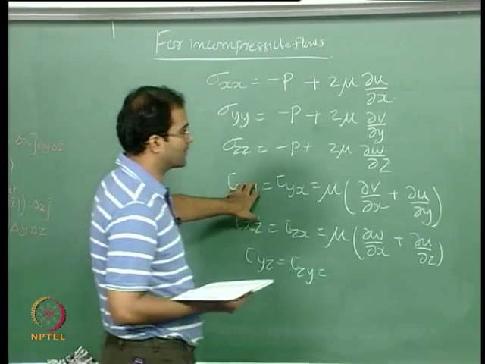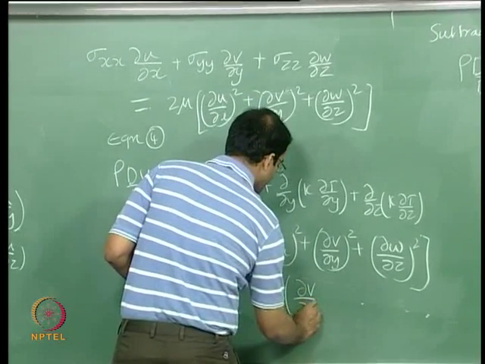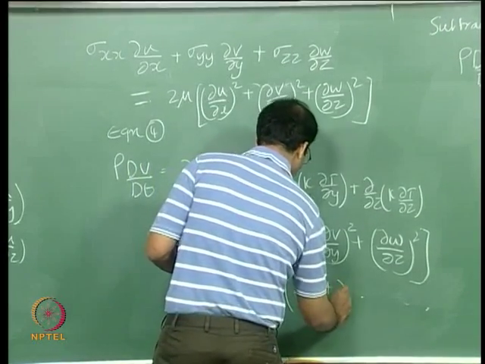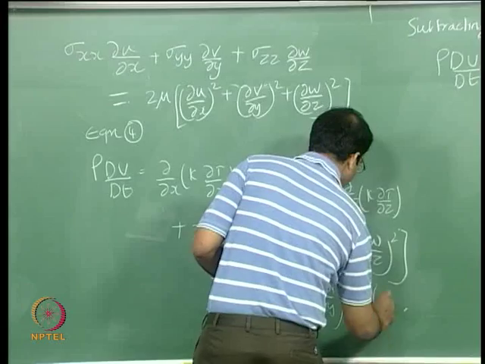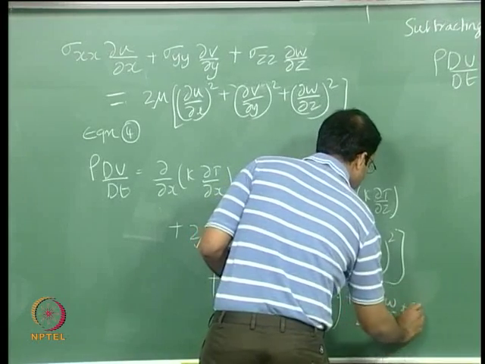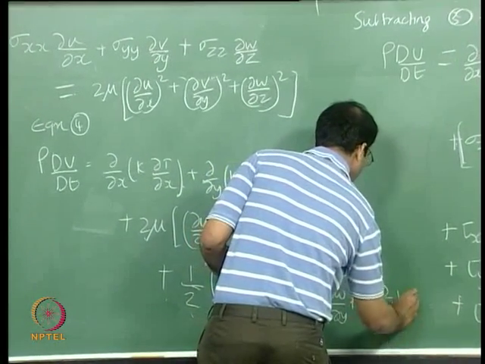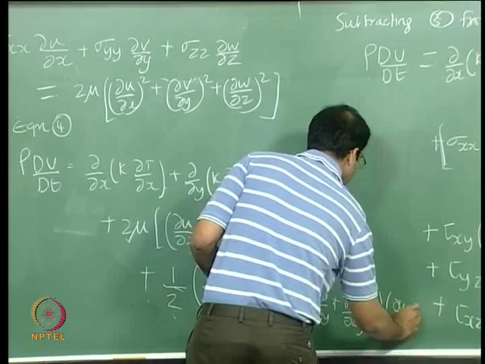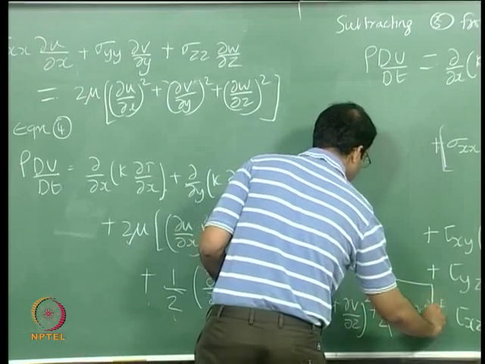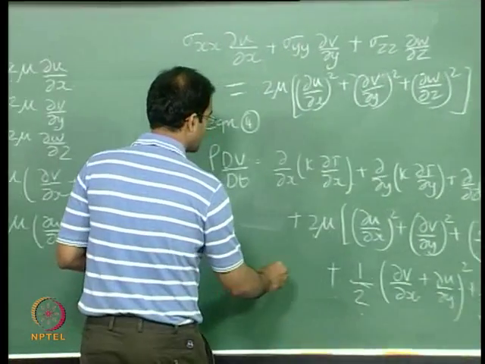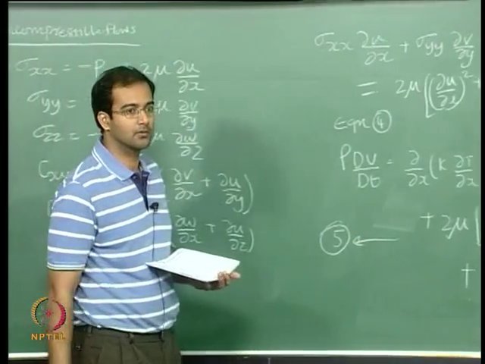if you substitute for tau xy into the whole square of each of these, right, so dv by dx plus du by dy the whole square plus half of dw by dy plus dv by dz the whole square plus half of du by dz plus dw by dx the whole square. Okay, so this is my equation number 5 and now it looks more familiar to you.